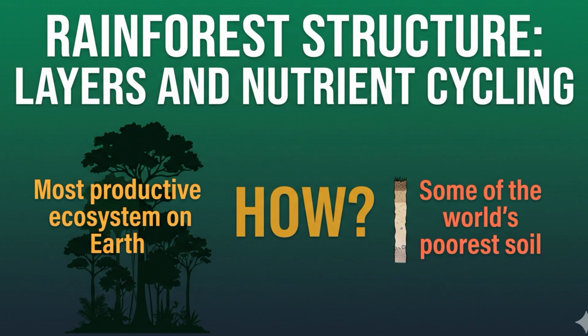The tropical rainforest is the most productive ecosystem on Earth. The most life, the most species, the most vegetation, yet it grows on some of the thinnest, most nutrient-poor soil anywhere on the planet. Farmers who clear rainforest to plant crops find the soil completely exhausted within 2 or 3 growing seasons. So how does the most productive ecosystem on Earth sustain itself on the world's worst soil?